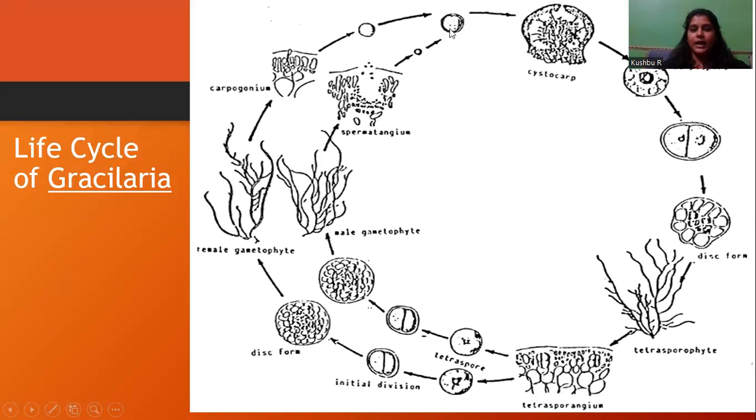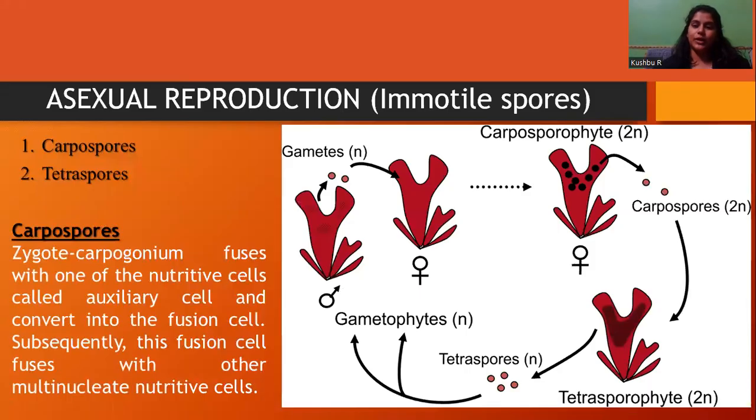We know that as a result, cystocarp is produced. As carpospores are produced as a product of a cystocarp, they will now develop as tetrasporophyte. Tetrasporophyte will give rise to tetrasporangium. Tetrasporangium will give rise to tetraspores, and these spores will now, on onset of favorable condition, two will become male gametophyte and two will become female gametophyte. So that is all about your sexual reproduction.